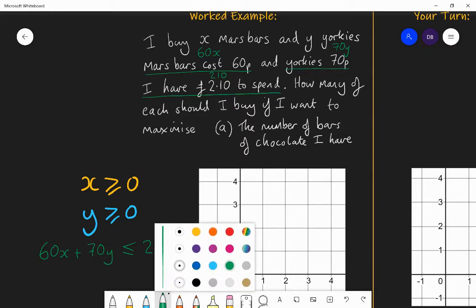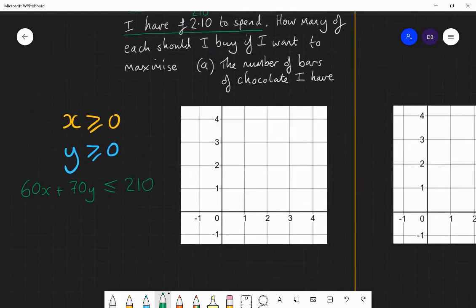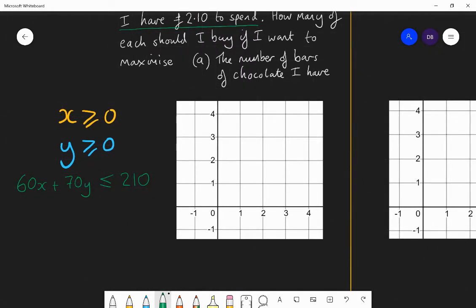Then we're going to plot them on the graph, and see if that contains a feasible region within which I'm allowed to buy a certain number of chocolates. First one, x is greater than or equal to 0. So we draw x equals 0 as a solid line, and we want to the right of that, so we don't want any negative values for x.